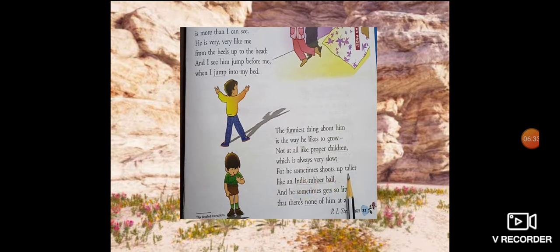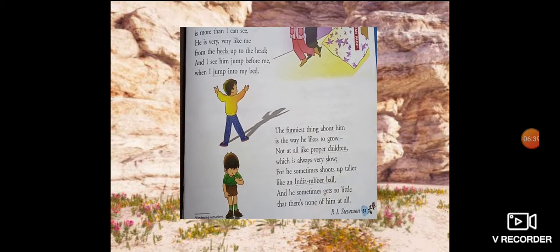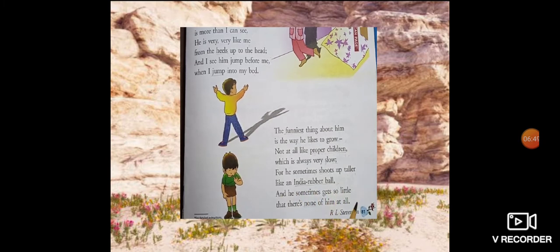What do you mean by shoots up taller? Shoots up means it grows suddenly, it grows faster. For he sometimes shoots up taller. Like what? An India rubber ball. How does the India rubber ball look? So a rubber ball, when you throw it on the floor, what happens? It jumps, right? Suddenly it jumps. Like that, the shadow also shoots up taller sometimes.